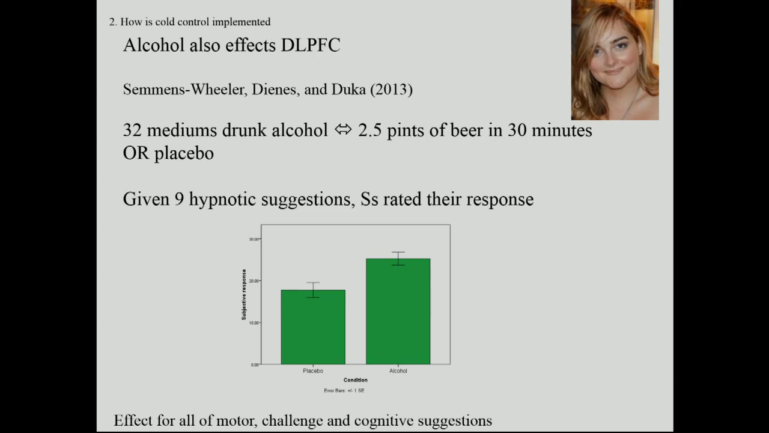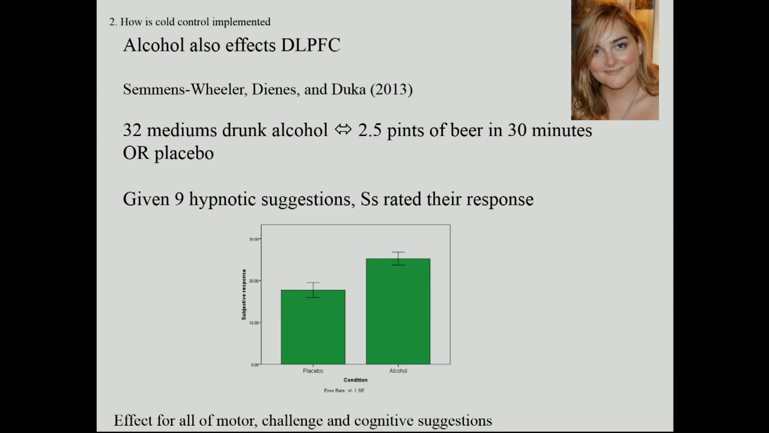So we talked to mediums and had either a placebo group or a group that drank the equivalent of 2.5 pints in 30 minutes. So it's a fair amount of alcohol. People get quite drunk on that. She gave them 9 hypnotic suggestions taken from the Stanford hypnotic scale and got a fairly big difference here.